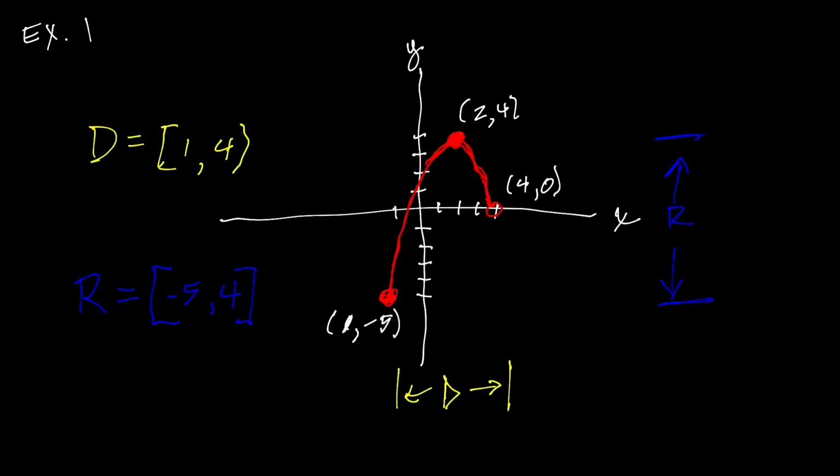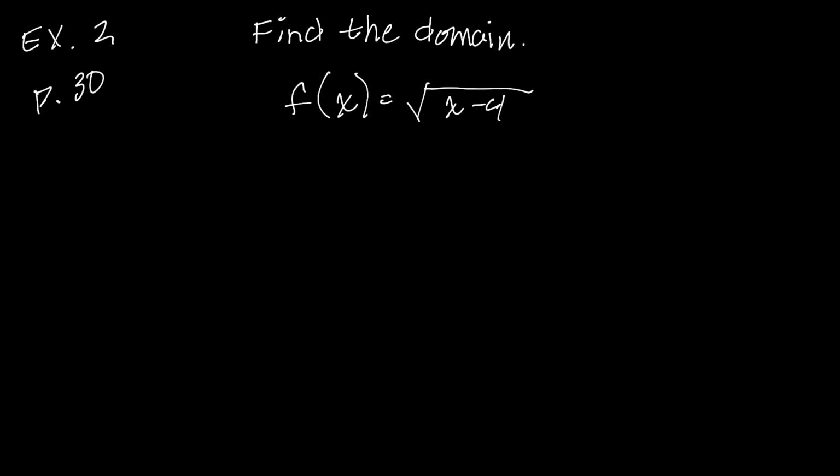So this is a closed interval. It's closed on both sides. This one is open, or half open some people would say, and this is a closed interval. So half open, closed intervals. This is based on example number 1, page 29, looking at that picture. All right, let's see what else we can discover.